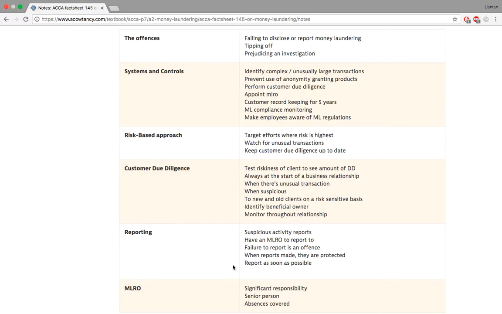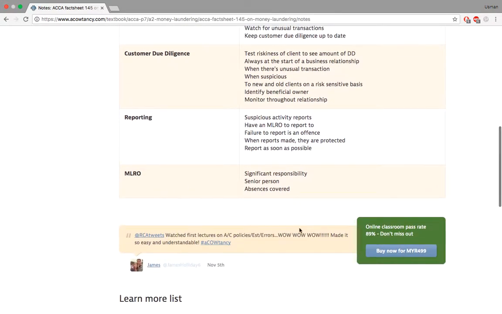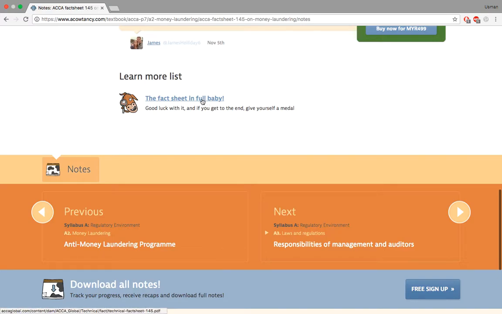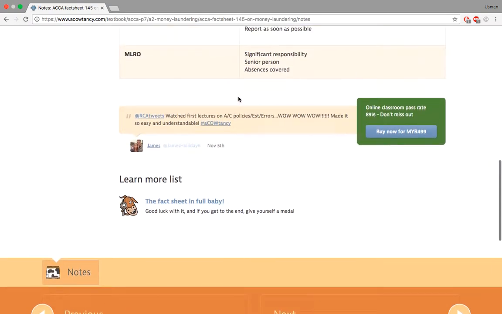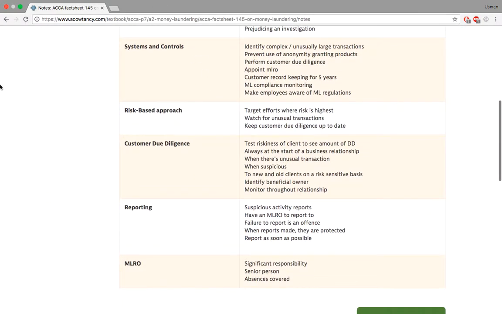This is a summary of whatever we studied today. What's the risk-based approach? What are the reporting requirements? What is the MLRO? Learn more on the list. If you want a full list, good luck with that. Read it if you want to, but again, it's not important. It's just a summary. If you want to have this summary with you, why not?